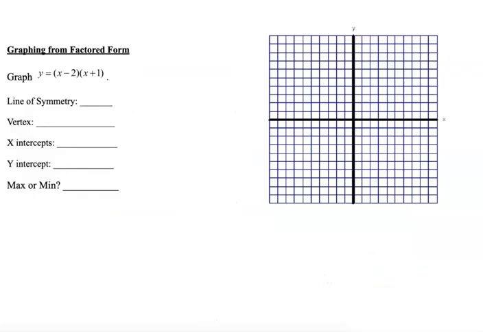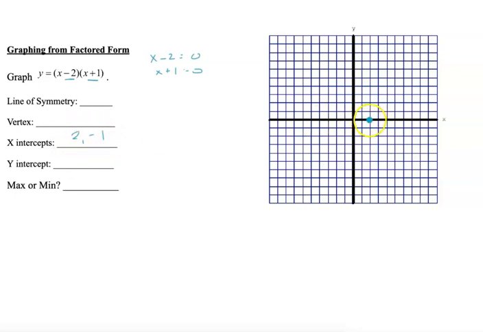So now we're going to graph one from factored form. When I have factored form, the first thing I do is I want to find my line of symmetry, which is going to be the average of the two x-intercepts. And so right away, I know I have x-intercepts where each factor equals 0. So x minus 2 equals 0, x plus 1 equals 0, which gives me the x-intercepts of 2 and negative 1.